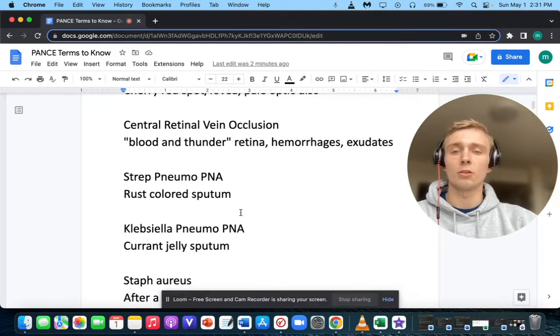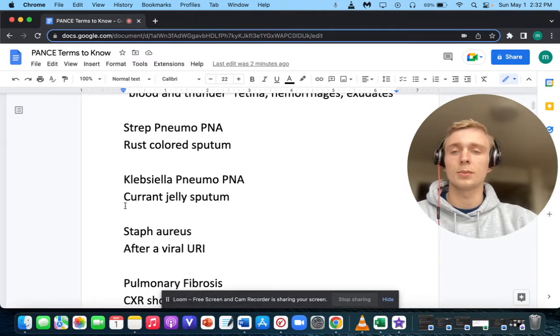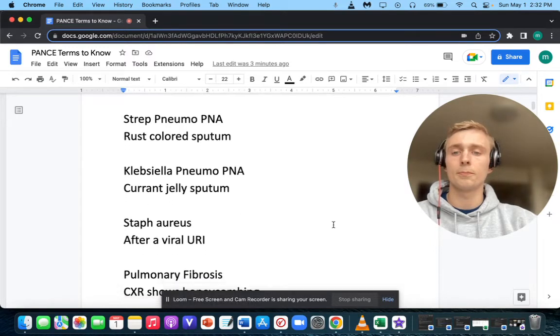So for rust-colored sputum, what does that make you think of? Rust-colored sputum, strep pneumoniae. For currant jelly sputum, you want to think of Klebsiella pneumonia. And what else for Klebsiella pneumonia? Also alcoholics too. So Klebsiella pneumonia, currant jelly sputum.